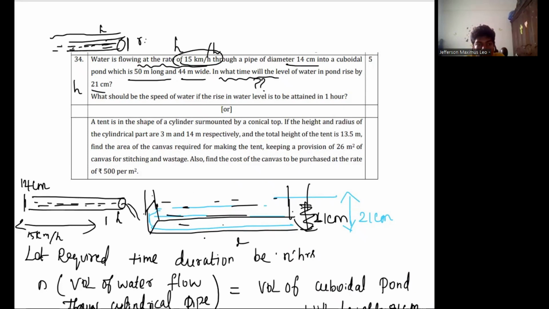The pond is 50 meters long and 44 meters wide. This is the width, okay? All are 44 meters wide, and the height is 21 centimeters.